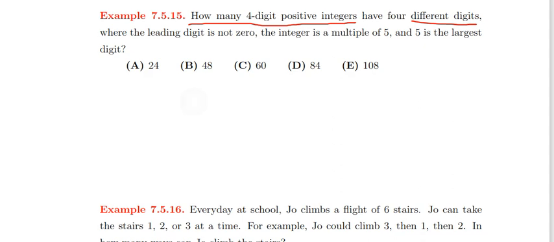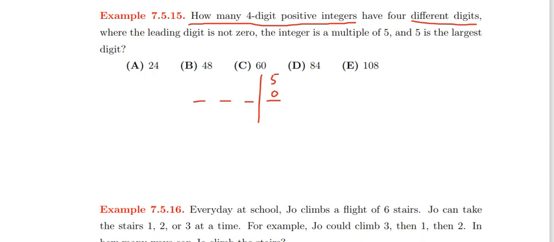Okay, so this means we have 4 positions, for a 4-digit positive integer. We just consider 4 positions. The last one is a multiple of 5, so the last one could be 5 or 0, right? So the last one could be 5 or 0. So we have 2 ways.